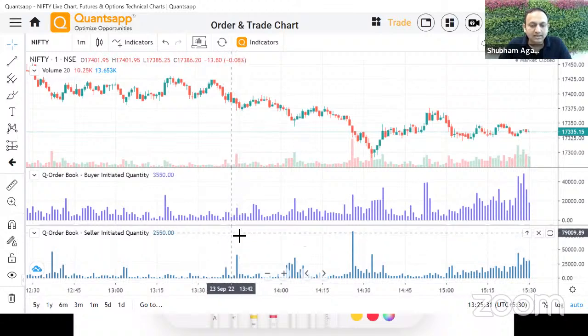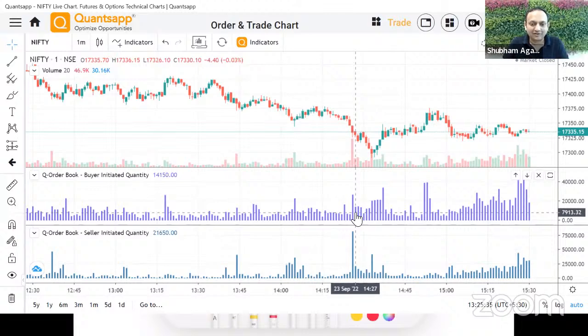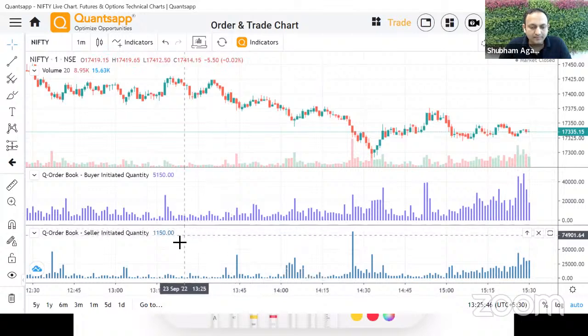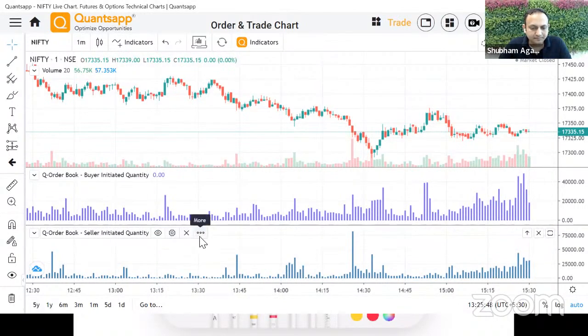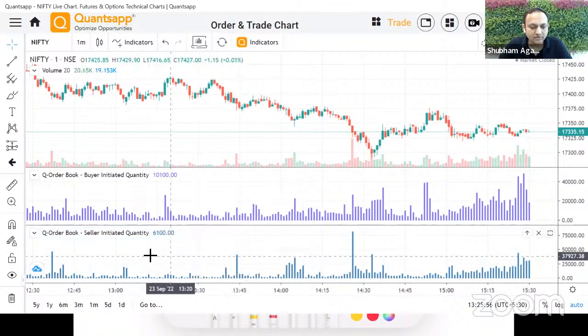Okay. Now, this is not really readable. I cannot compare how much were the buyers and how much were the sellers. So I'll merge this into a single pane. How will I do that? I will do that by going to more and choosing move to existing pane above. Let me show it again.